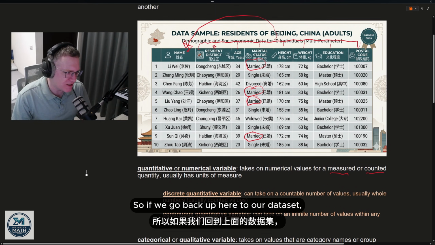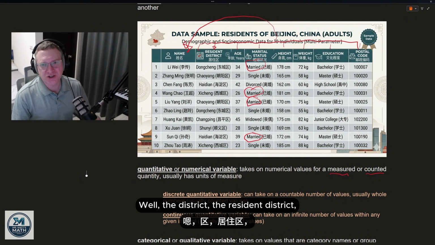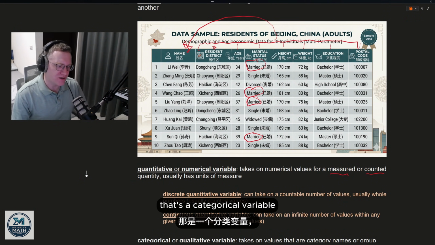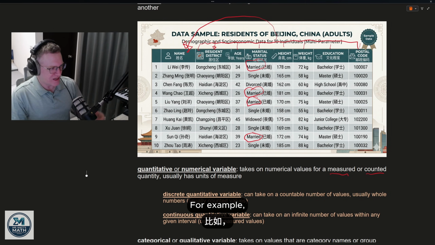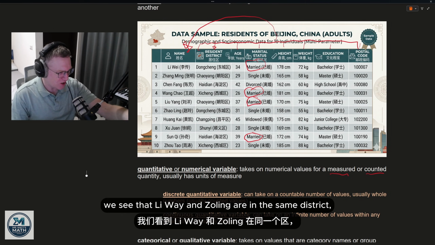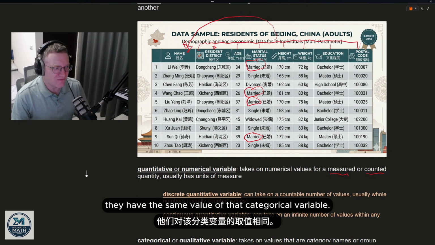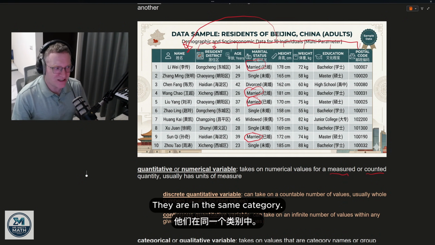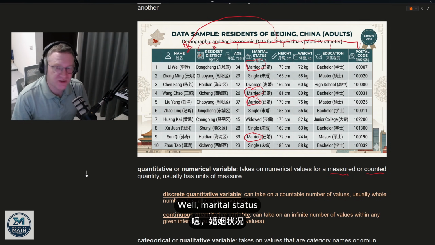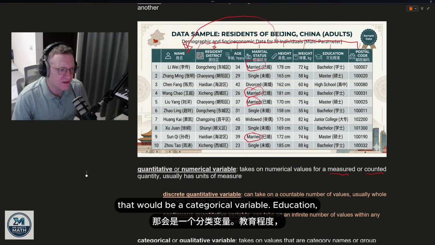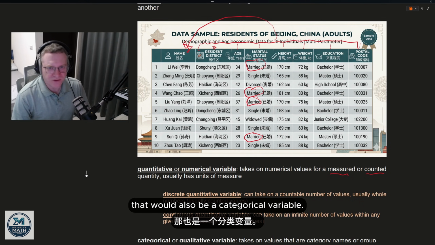Right, so if we go back up here to our data set, which of these variables are categorical variables? Well, the district, the resident district, that's a categorical variable because it's putting people into categories based on which district they live in. All right. For example, we see that Li Wei and Zhao Ling are in the same district, Dongcheng. All right. So they have the same value of that categorical variable. They are in the same category. What are some other categorical variables? Well, marital status. That would be a categorical variable. Education, the education level, that would also be a categorical variable.